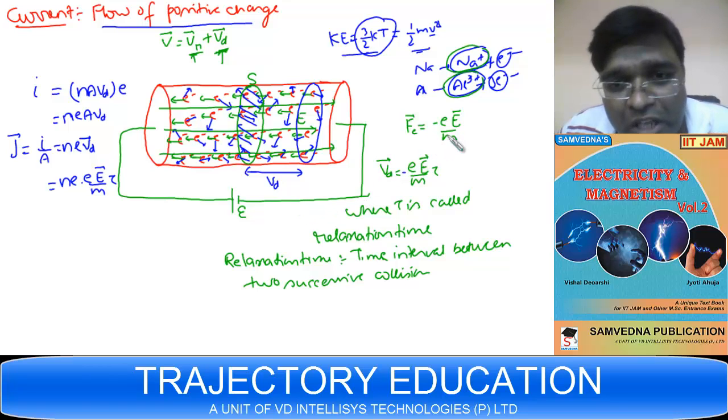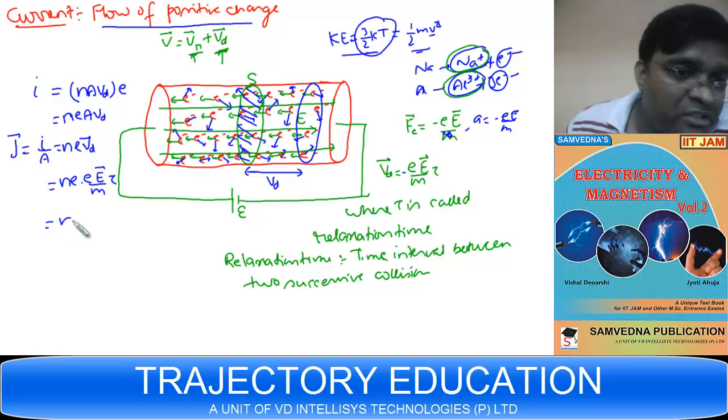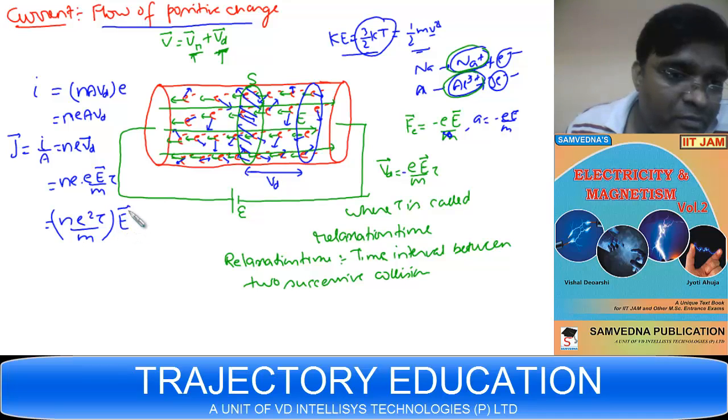This one, not F equal to minus eE. See, F was eE. The acceleration was eE by m. I committed a mistake over here. Acceleration was eE by m. So this is N e squared tau upon m into E.